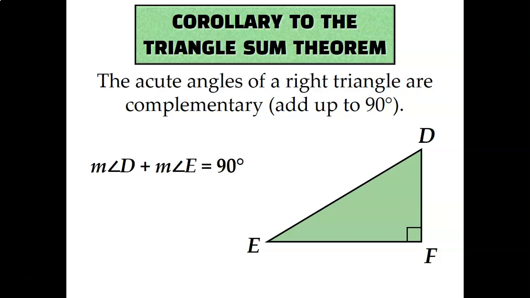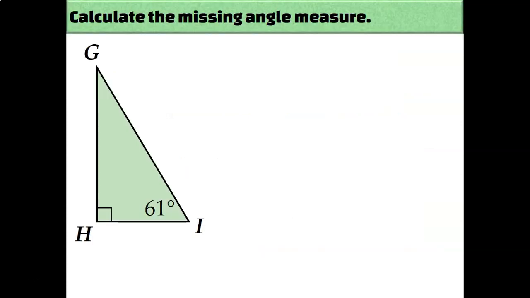So this is really the exact same thing as the triangle sum theorem, it's just a shortcut. You've already subtracted 90 from both sides, you're just adding the two acute angles together and setting that equal to the remaining 90 degrees. Let's take a look at an example. Here we have a right triangle. Since angle H is marked as a right angle, that must mean the triangle GHI is a right triangle.